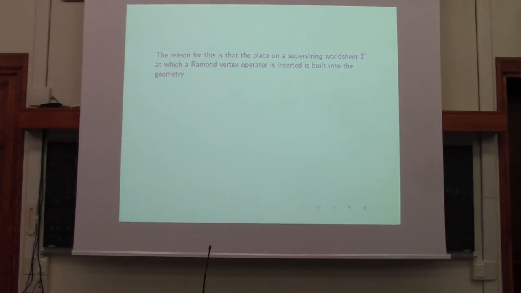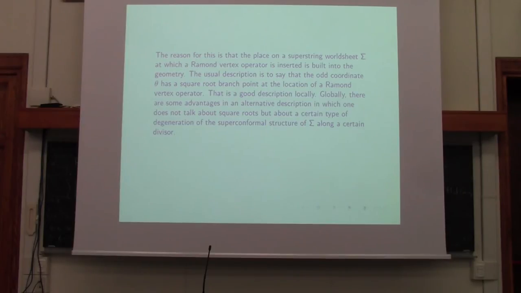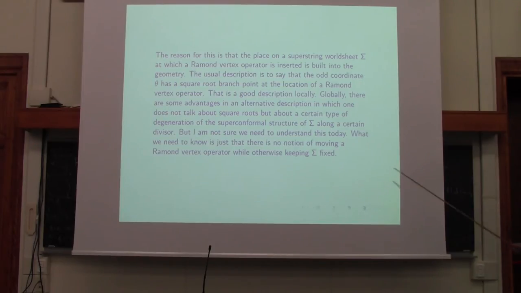The reason for this is that the place on a superstring world sheet Sigma at which a Ramond vertex operator is inserted is built into the geometry. The traditional way to say this is that the odd coordinate theta has a square root branch point at the location of a Ramond vertex operator. That's a good description locally. Globally, there are some advantages in an alternative description, in which you don't talk about square roots, but you say that the superconformal structure degenerates in a certain fashion along a certain divisor. But we don't really need that today. All we need to know is that there's no notion of moving a Ramond vertex operator while otherwise keeping the surface fixed.